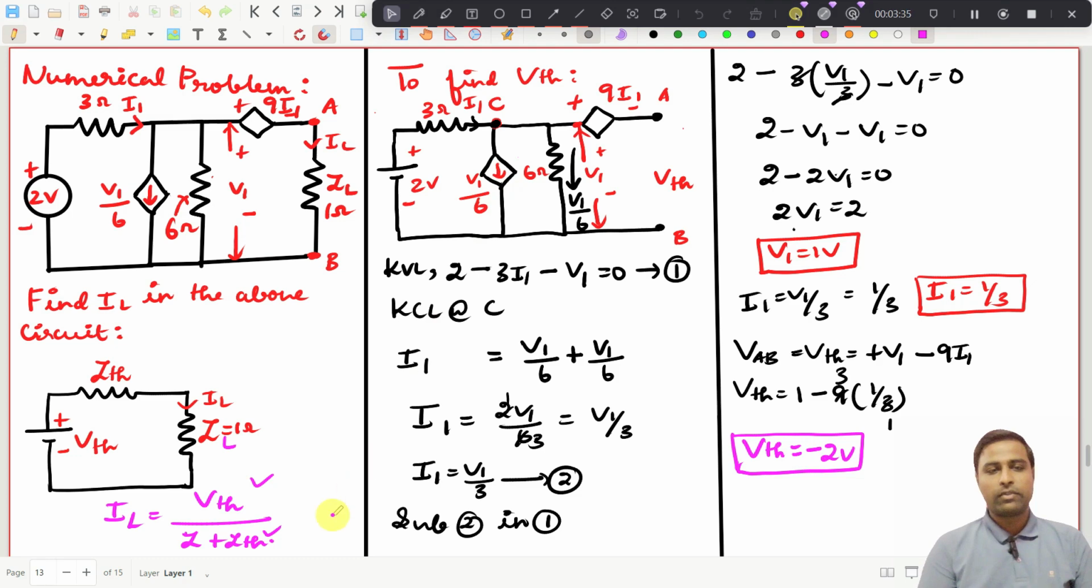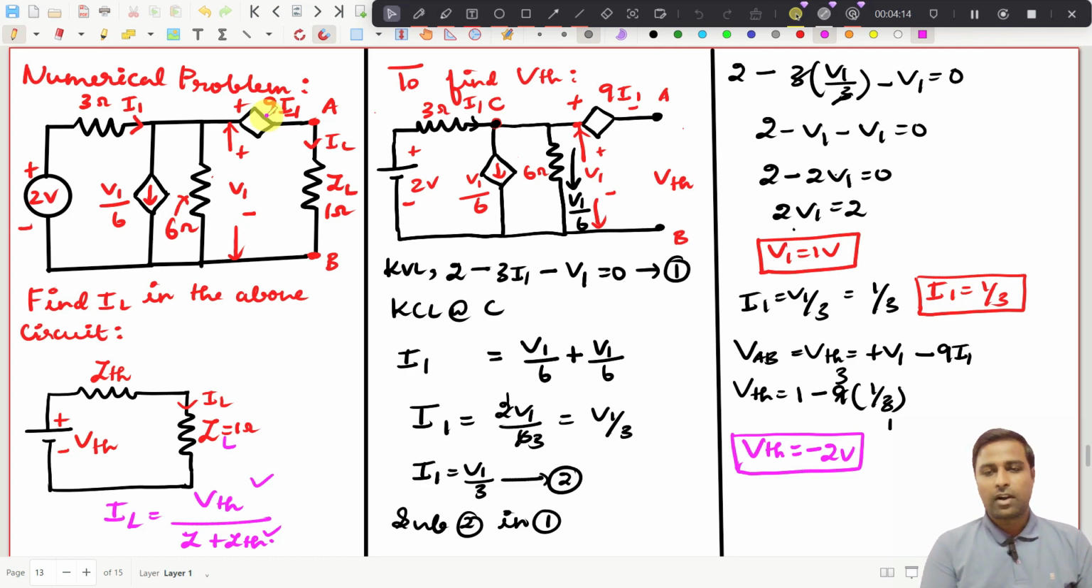Then if you want to find ZTH, we would have followed a different procedure in the previous problem. What is that procedure? You need to open circuit this load resistance and deactivate all the sources in the linear network. In this problem, across points AB, we call it the linear network. But since there are dependent sources present in this problem, it is not very easy to find the equivalent resistance. So I followed a different procedure.